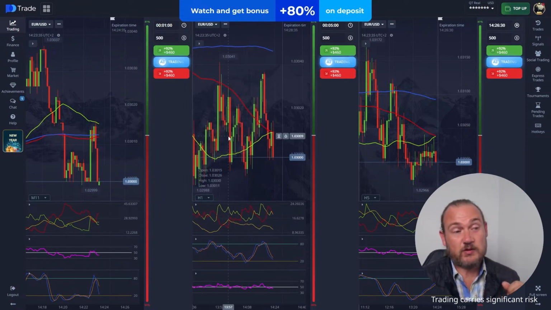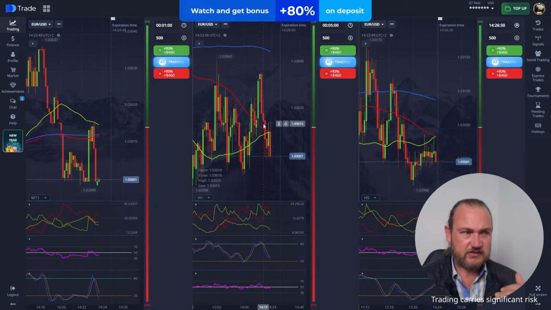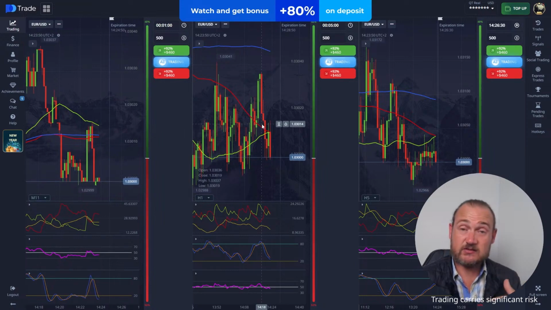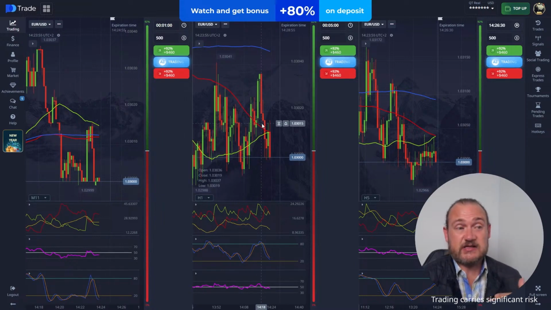mean, if we look at the 1 minute, it's massive candles, ups and downs. So I am very cautious trading like this, especially on the smaller time frames. When they start jumping around like this, I get extremely cautious.